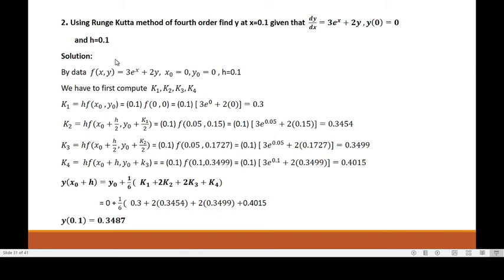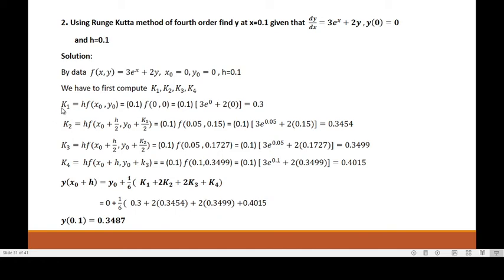So first write down the given data values here, that is f of x comma y is 3 e power of x plus 2y, x0 is 0, y0 is 0 and h is 0.1. Okay, so x1 is x0 plus h, that is 0 plus 0.1, you will get x1 itself is 0.1 here. Therefore directly in the single step only you will get y value at x is equal to 0.1 since h is 0.1. So first compute k1, k2, k3, k4 by the formula.